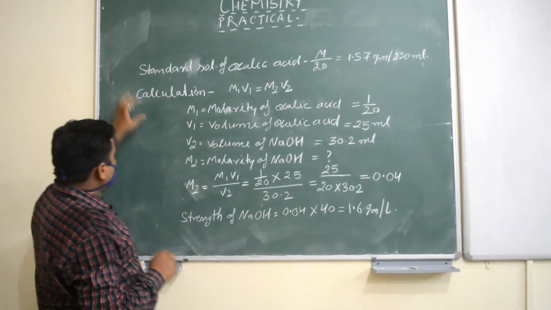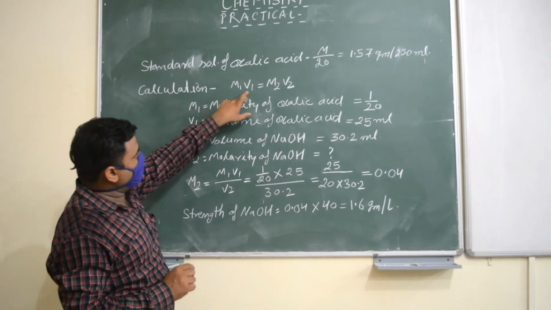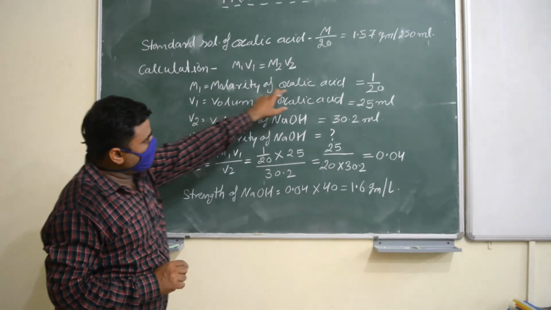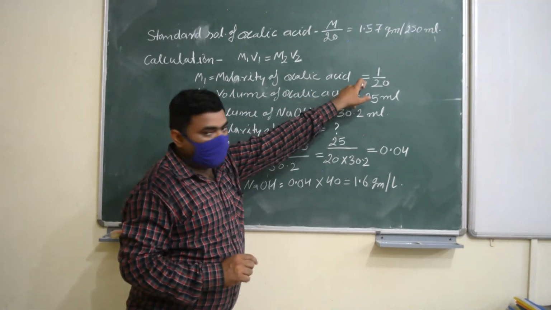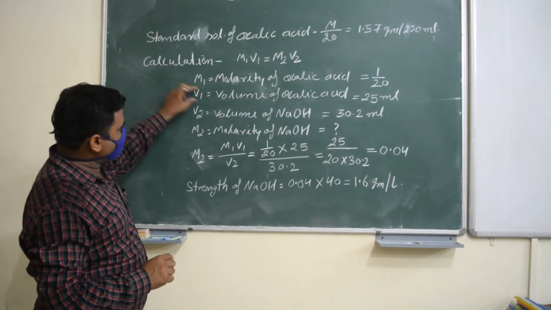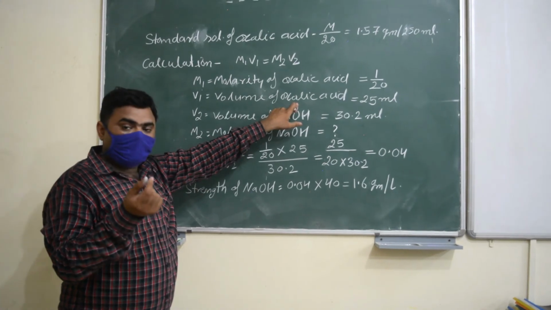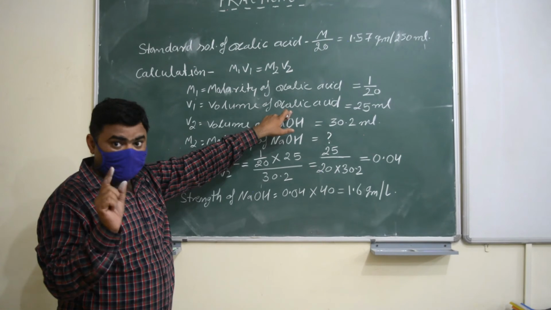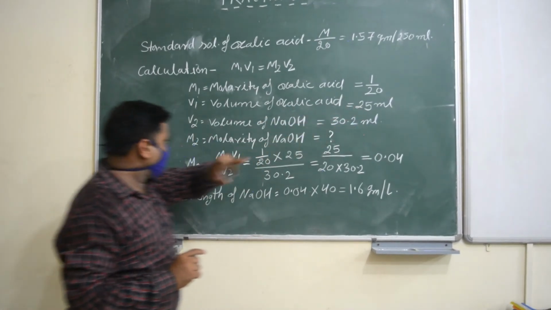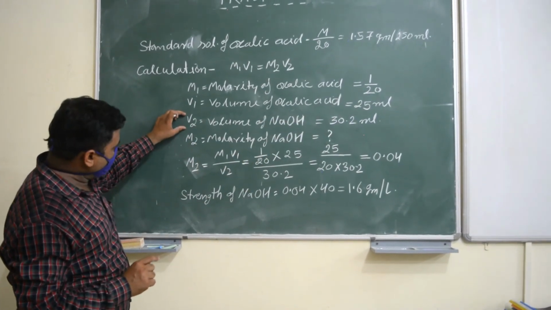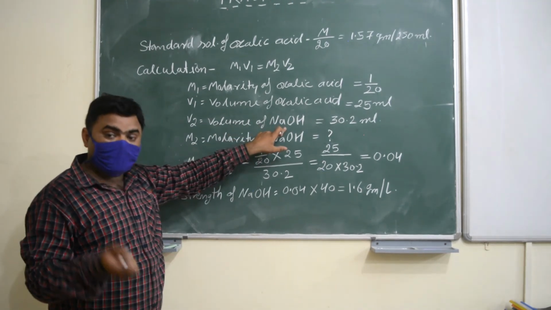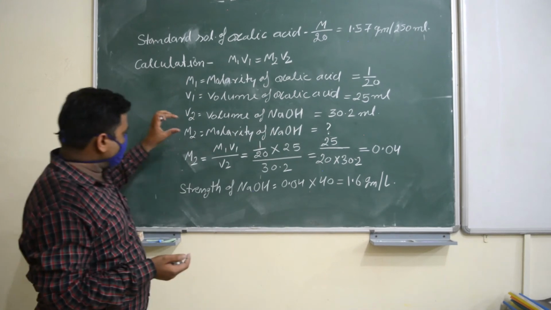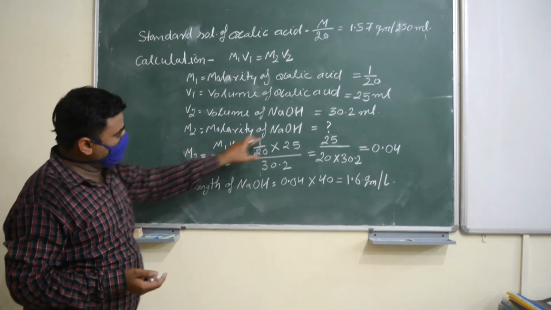Okay, and now for calculation we have the formula M1V1 = M2V2. What is M1? M1 is the molarity of oxalic acid, that is 1/20, and V1 is the volume of oxalic acid. That volume we have taken by the pipette from the measuring flask, that is 25 ml. Then V2 is the volume of NaOH, the unknown solution. The reading is 30.2. Now we should calculate M2, that is the molarity of NaOH.